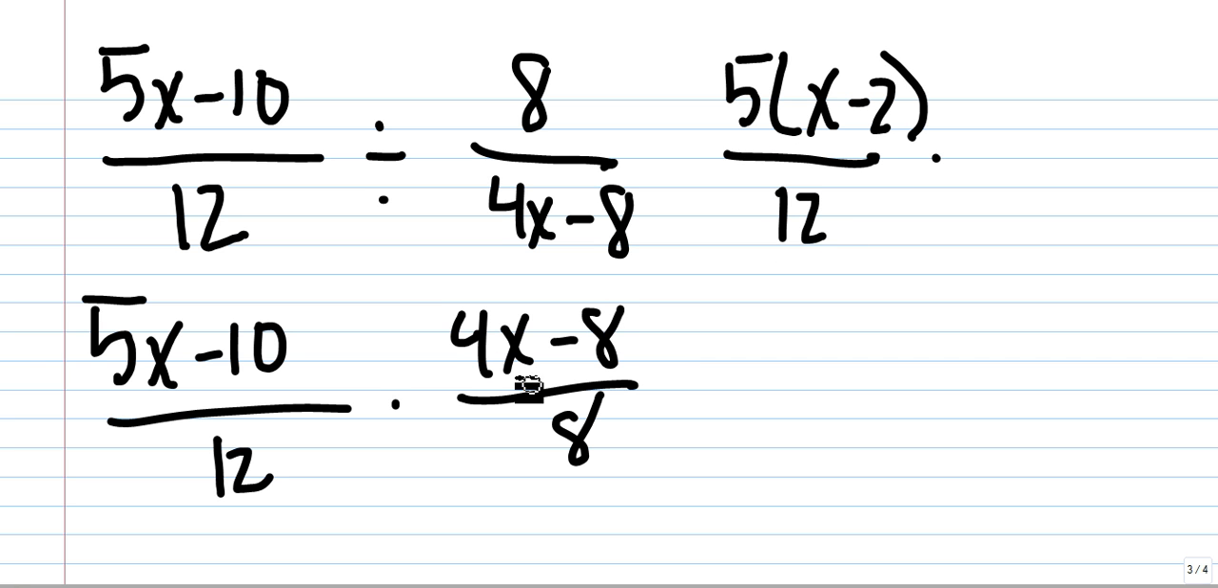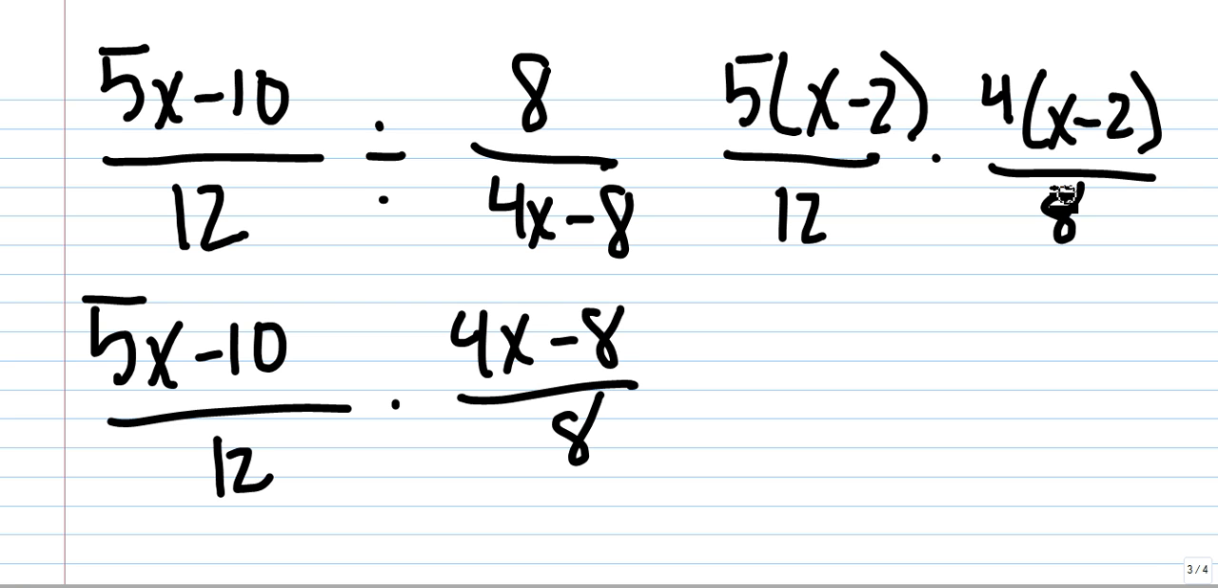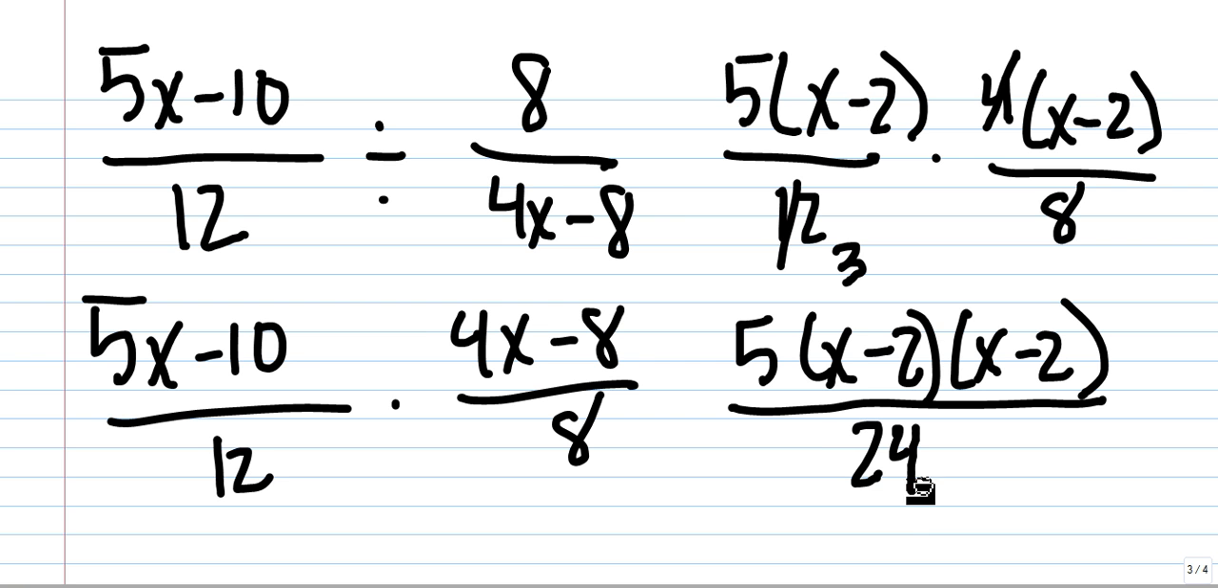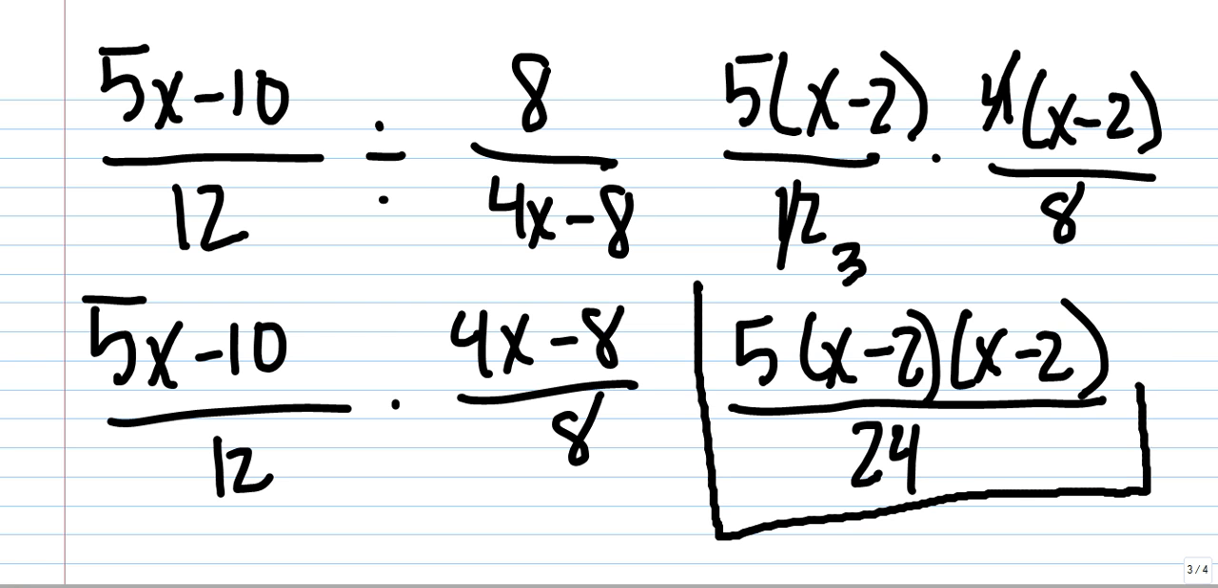And then right here, what can I take out of this? I could take out a 4. And what do I have left over? x minus 2, and this is over the 8. So now what can we simplify? Well, right here, 4 goes into 12 3 times. And so what do I have left over? Up top, I have 5 times x minus 2 times x minus 2, or you can just write 5 times x minus 2 squared, over 3 times 8, which is 24. Okay, so this right here would be considered my final answer. Notice that we're factoring when we can factor.